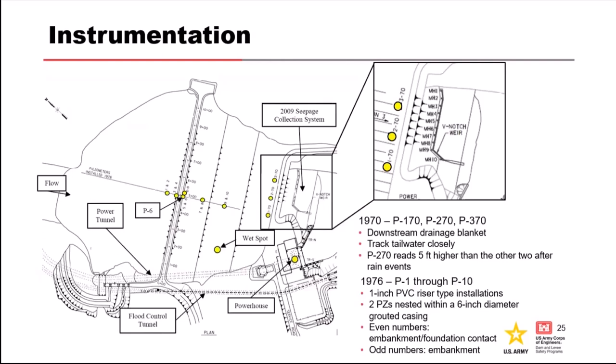In 1973, three open standpipe piezometers were installed at the toe of the dam to monitor pressures in that downstream drainage blanket or gravel drain. And in 1976, additional open piezometers were installed in the embankment and at what we thought was the embankment foundation contact to replace, and actually we thought they were in the foundation, so I got ahead of myself, to replace that closed system. So these are P1 through P10 on the map. And in 2009, Vicksburg District automated these instruments.